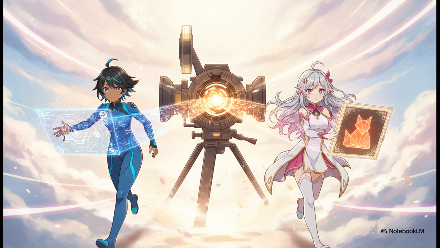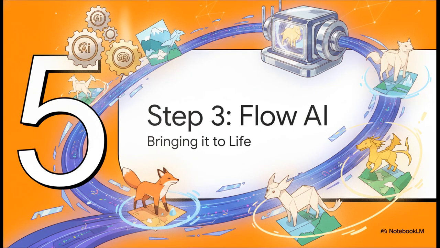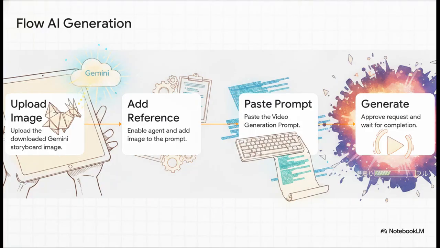We're officially moving out of the blueprint phase and into the final construction. Here we are. Step 3. Flow AI generation, bringing it to life. Inside Flow AI is where the raw text and static images are actually forged into a moving video. Here's the play. You start by uploading that downloaded Gemini storyboard image. Then you enable the Flow AI agent and select Add to Prompt on the image so it uses it as a direct visual reference. Next, paste in your video generation prompt from ChatGPT. Click Generate, approve the agent's request, and wait. In just moments, you've got stunning, fluid, stop-motion origami. And the best part? Not a single paper cut or ruined piece of cardstock in sight.